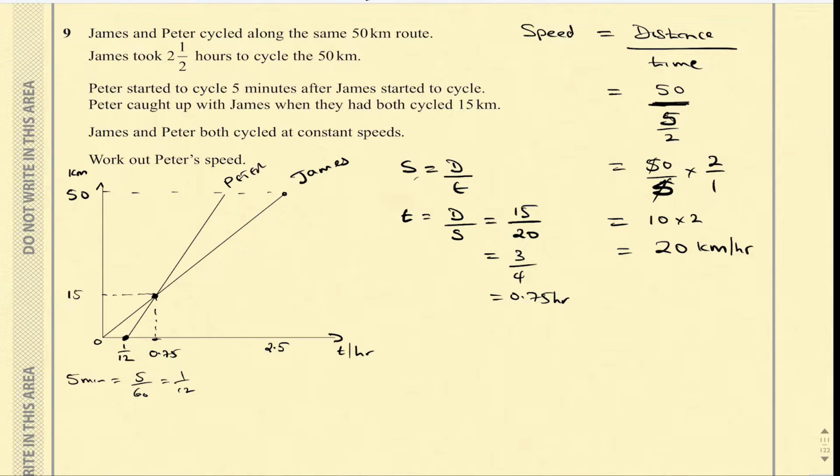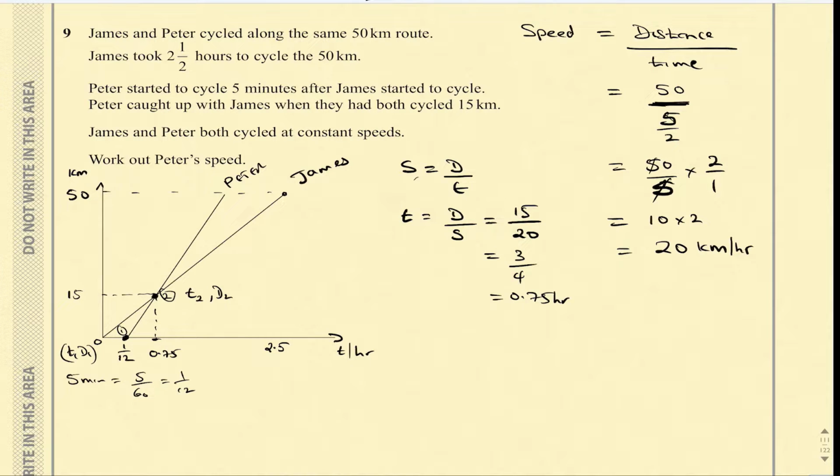Now, what we need to do is find the gradient of Peter, because if you find the gradient of Peter, that will be the speed of Peter. Let's call this point number 1 and that's point number 2. The gradient between 2 points, the coordinate will be T2, D2, and this point coordinate here will be T1, D1.